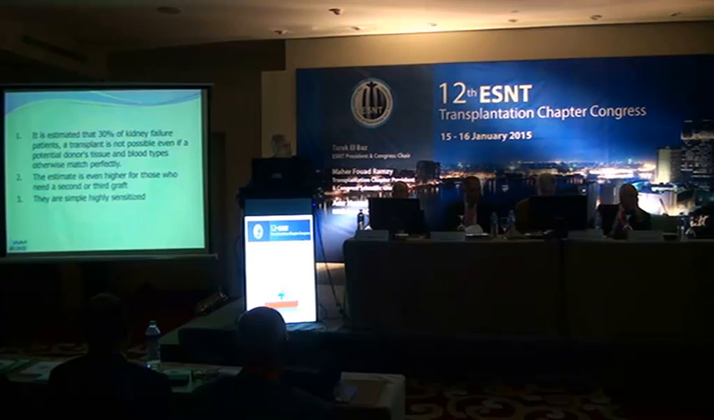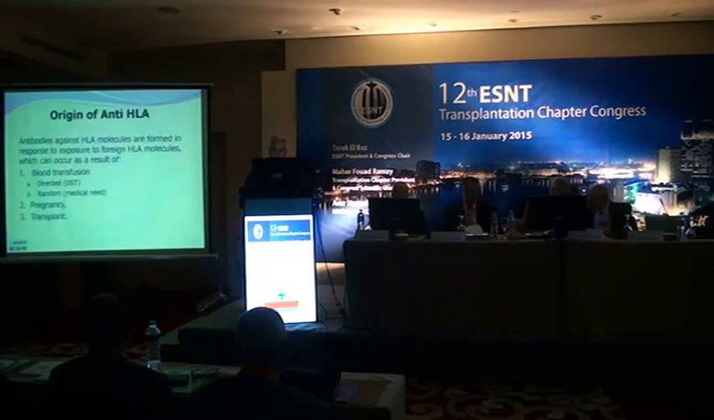So if we take the registry in Yunus, we nearly had about 30% of the patients who are in the waiting list are non-transplantable, and this is basically because they have a very high active antibody index. And the origin of the antibodies, especially when we're talking about desensitization, I like to highlight the blood transfusion. And the blood transfusion here we divided into two.